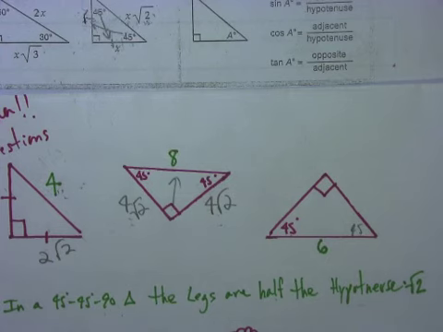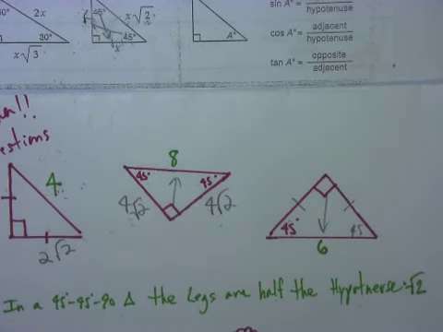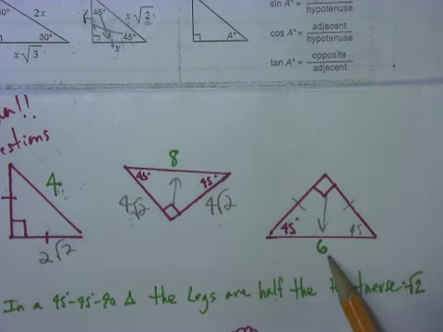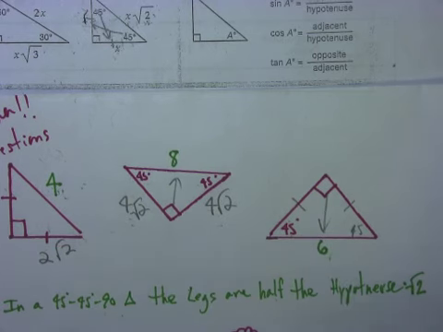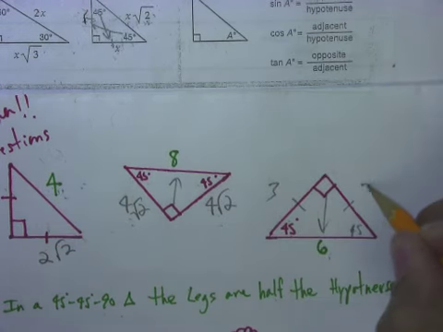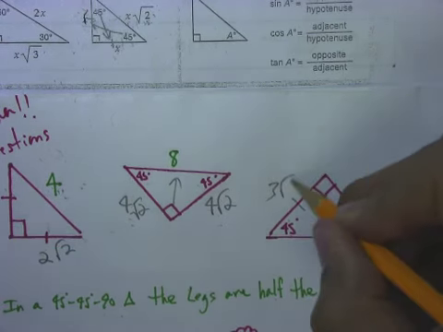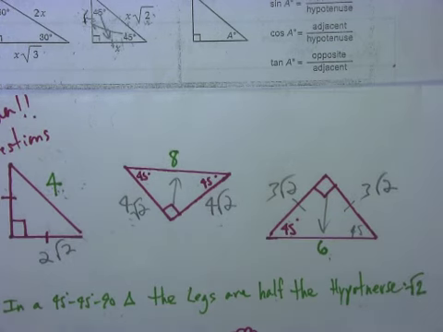Here I have a triangle. I know that this is 90 degrees. I know this is 45 degrees. So when I add them and subtract from 180, I know that's going to be 45 degrees as well. So I know I have a 45-45-90 or an isosceles right triangle. I know that this is my hypotenuse. Notice that there is no square root of 2 next to it.